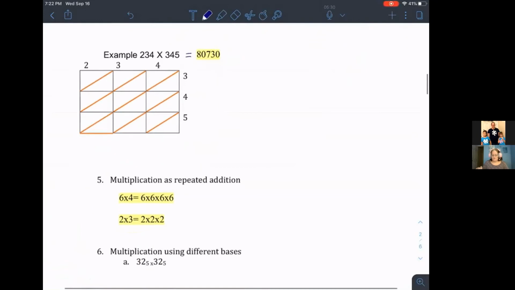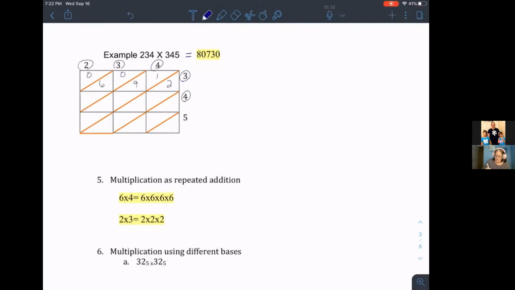All right, let's try another one that she gave us. So we have 3 times 4. We're going to start here. 3 times 4 is 12. 3 times 3 is 9. So you have 0 there. And 3 times 2 is 6. You have 0 and 6.